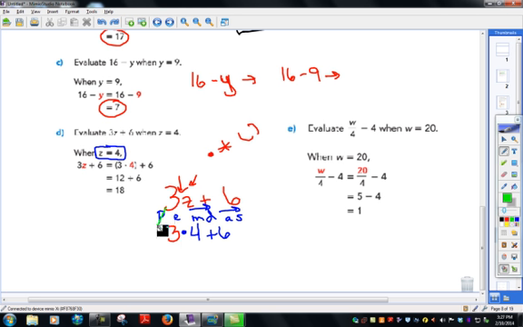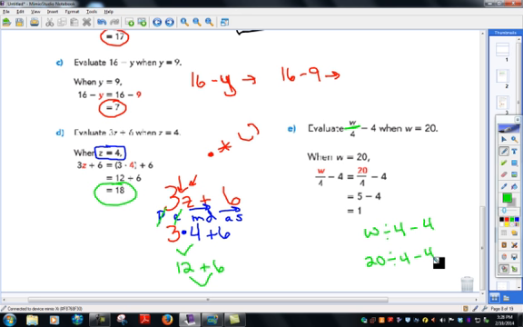So we look for parentheses, no. Exponents, no. Multiplication or division, yes. That's going to be 12 plus 6, which is going to give us 18, which is what they got. Okay? Same deal here. This is W. Remember, all fractions are division problems, so that would just be W divided by 4. And you could write it out like this if you wanted to. Minus 4. Okay? Where W is 20, so we're going to do 20 divided by 4 minus 4.